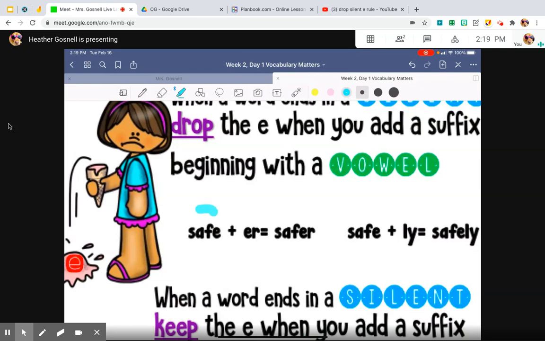have safe as the base word, that has a silent E at the end, we want to add a vowel suffix er to it to make it safer, more safe. We have to drop, and I'll make an X on that silent E. We have to drop that silent E before sliding the ER over.